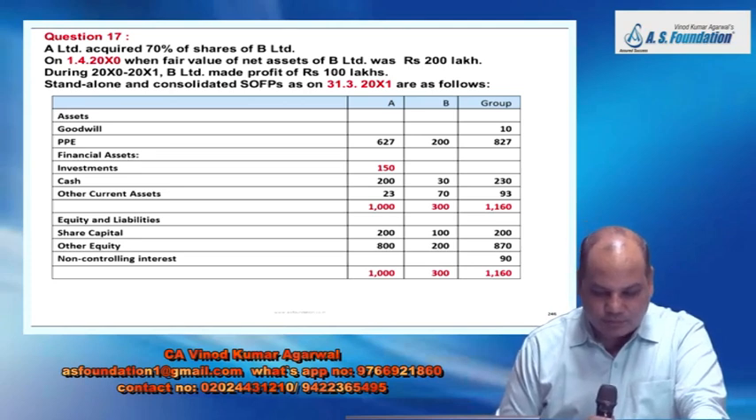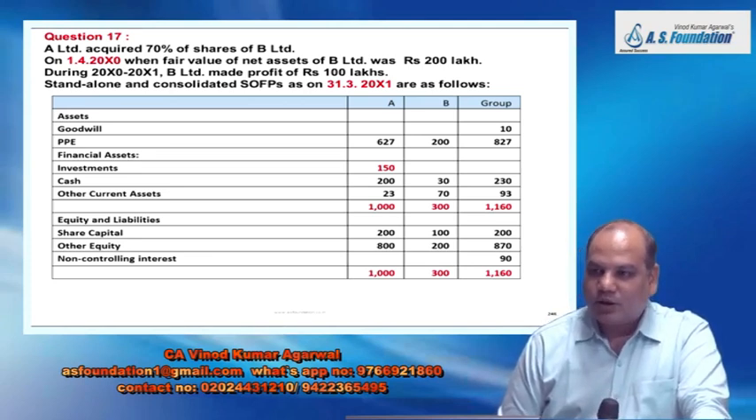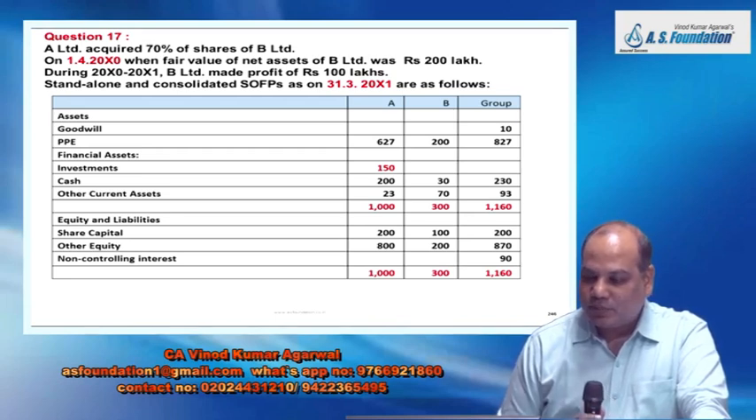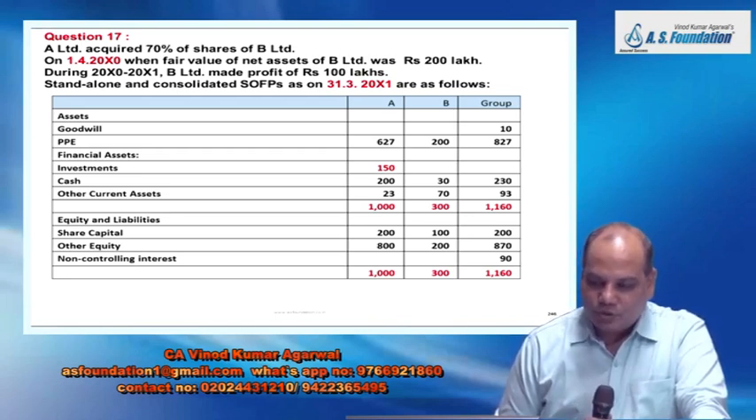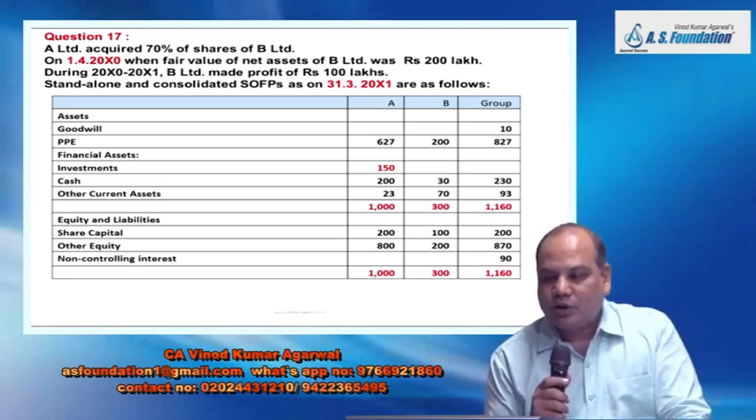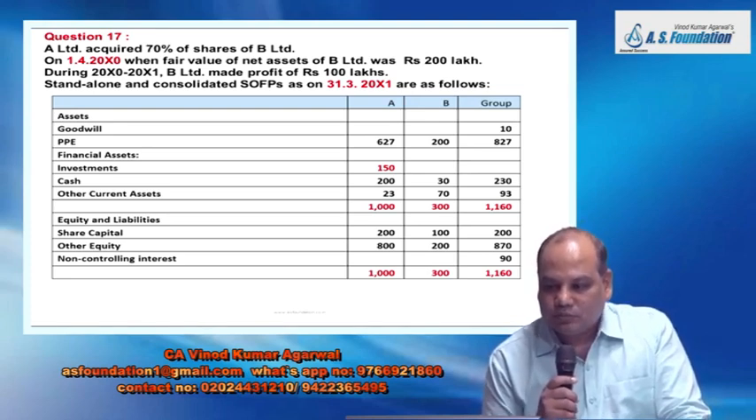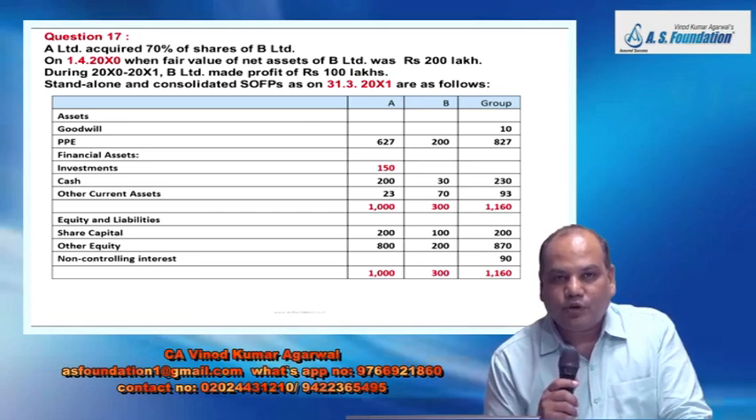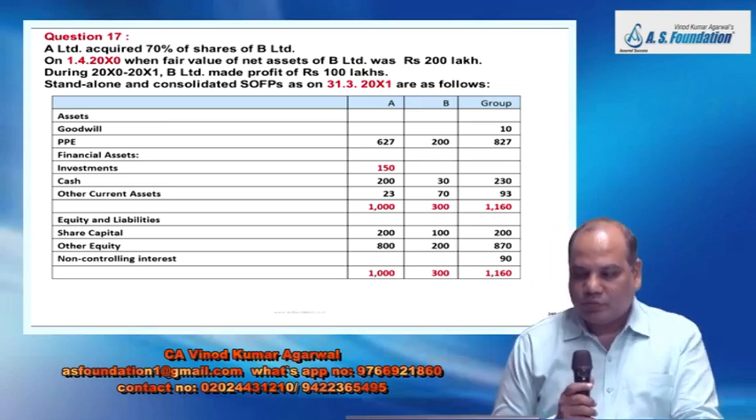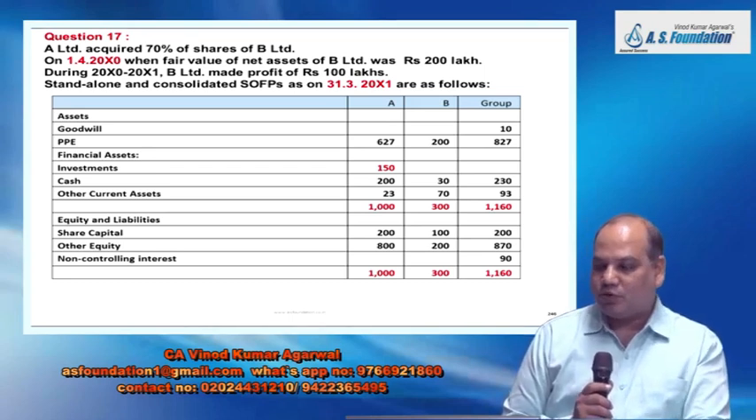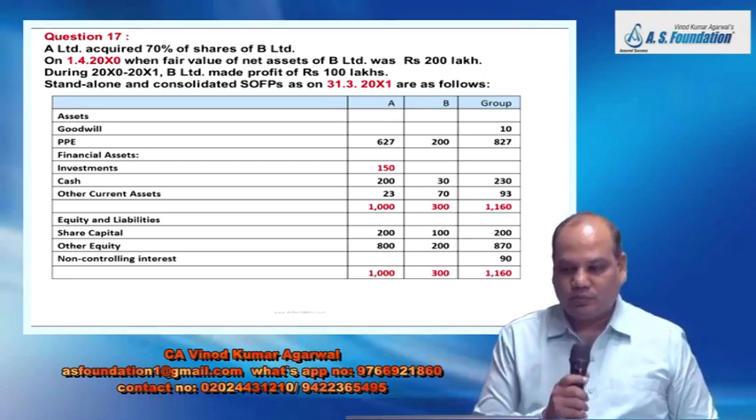Question number 17. A Limited acquired 70% share of B on 1/4/20X0 when the fair value of net assets of B Limited was rupees 200 lakh. During 20X0-20X1, B Limited made a profit of rupees 100 lakhs. Standalone and consolidated SOFP as on 31st March 20X1 are as follows.